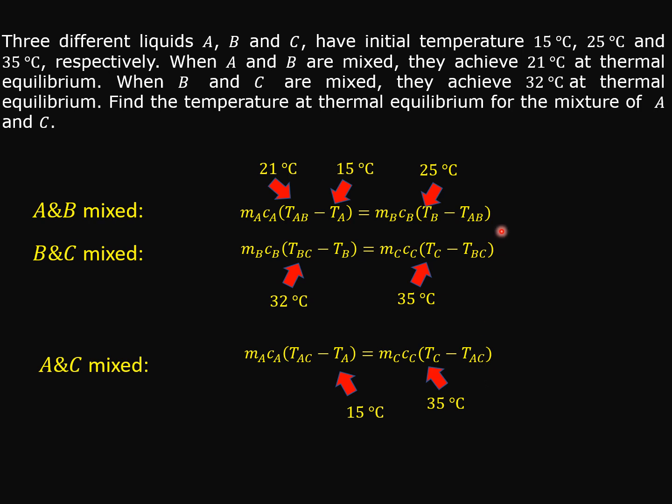Based on these comparisons of initial and final temperatures, we can know which liquid absorbs heat and which liquid loses heat. Based on that, we can apply the formula Q equals mc delta T to write down these three equations for the three different mixtures of the liquids.